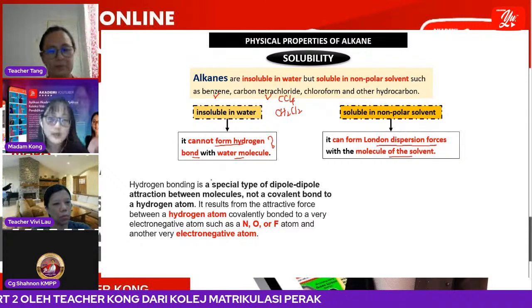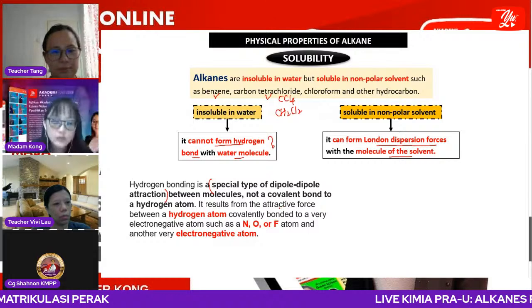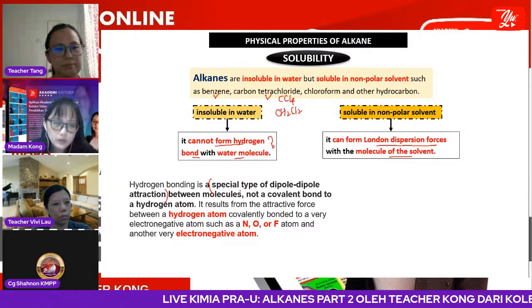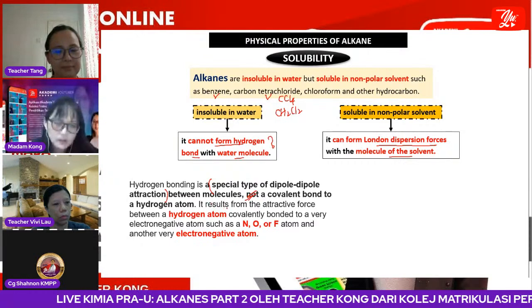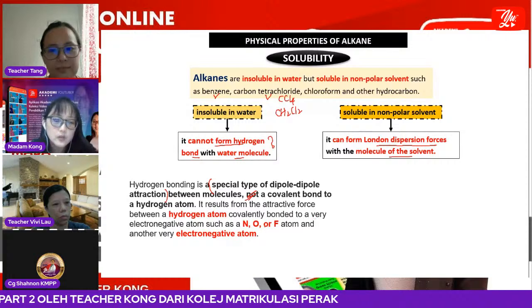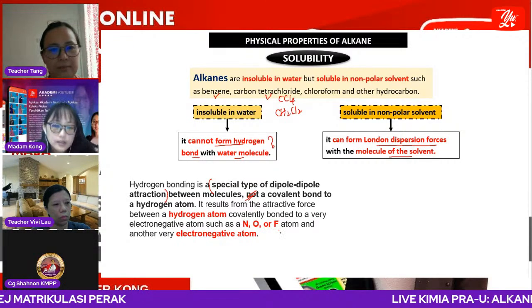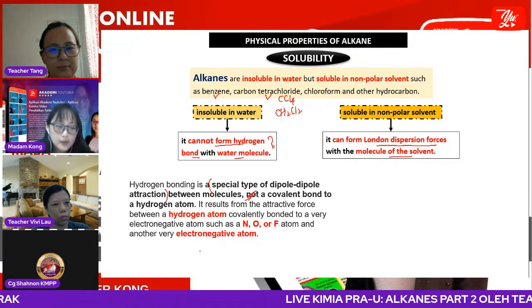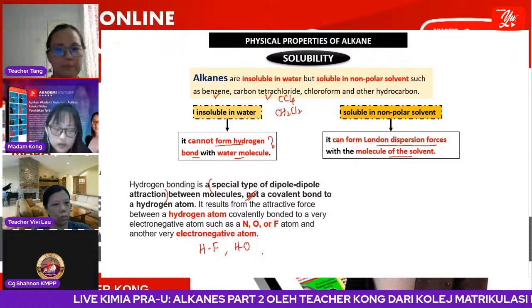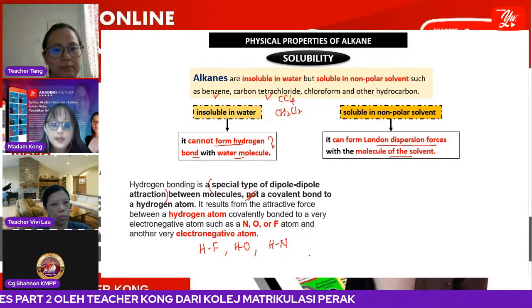Hydrogen bond is a special type of dipole-dipole attraction between molecules. It is not a covalent bond to hydrogen atom, actually it is a covalent bond. It results from the attractive force between hydrogen atom covalently bonded to a very electronegative atom such as nitrogen, oxygen, or fluorine atom. So when there is a hydrogen attached with fluorine, or oxygen, or nitrogen, this one we consider as hydrogen bond.